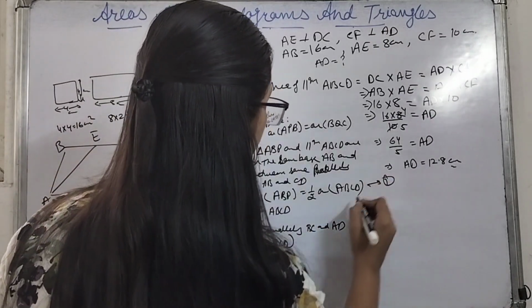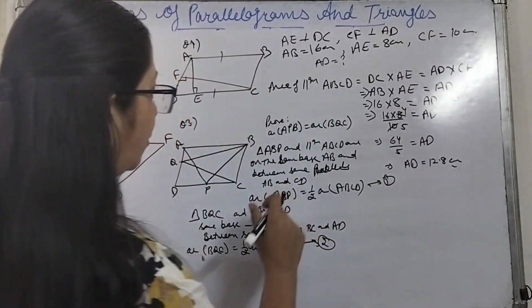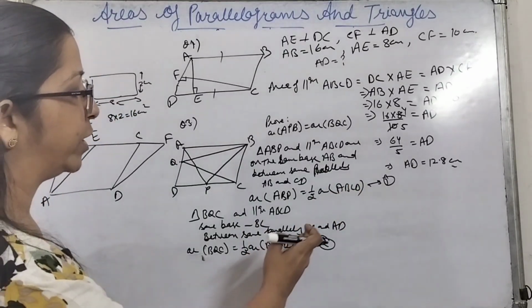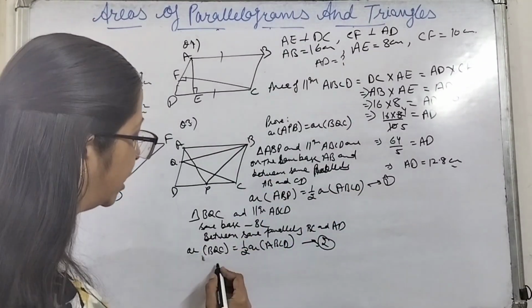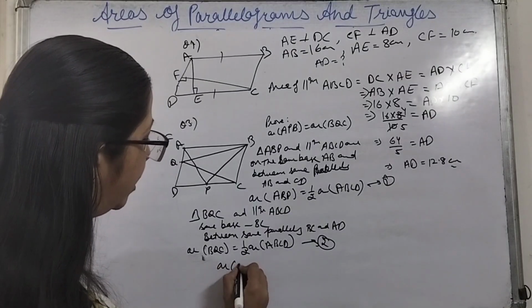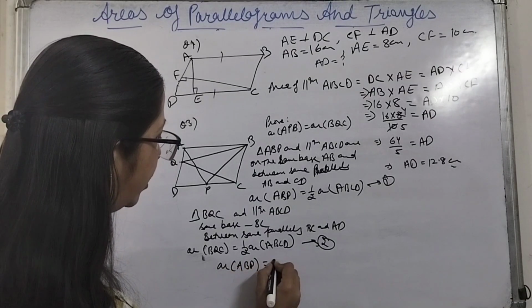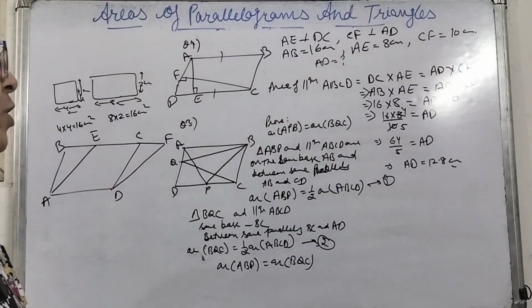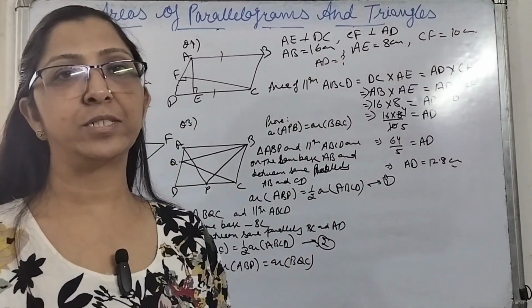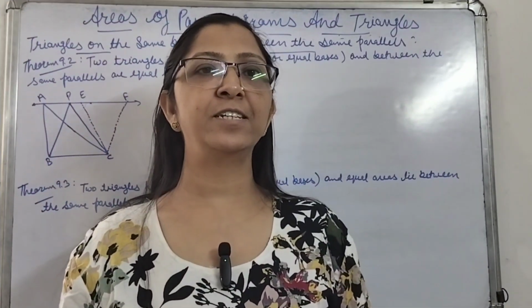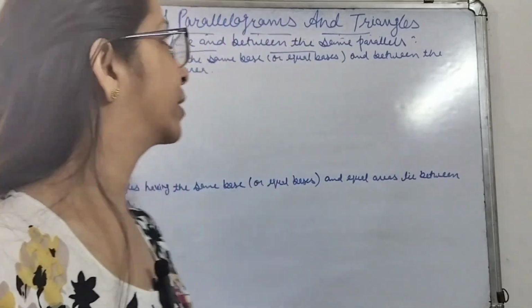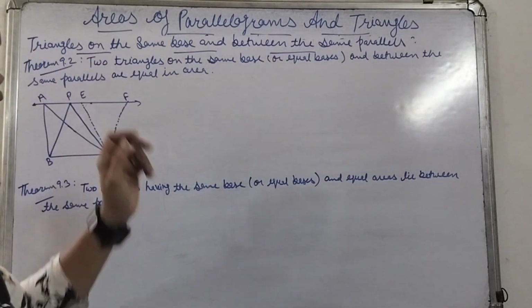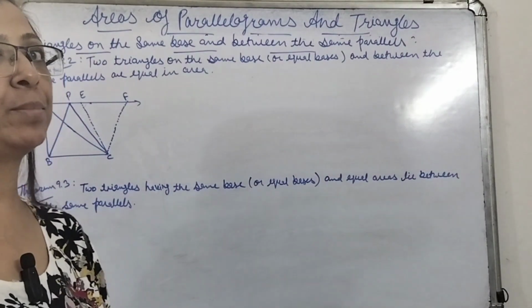This is equation number 1. This is equation number 2. Both in equation number 1 and equation number 2, the right hand side is equal: half of the area of ABCD. So what we can conclude is the area of ABP is equivalent to the area of BQC, and that was to be proved. So this is how we can prove it. Now let's understand some more theorems. Theorem 9.2, which is based on triangles on the same base and between the same parallels.